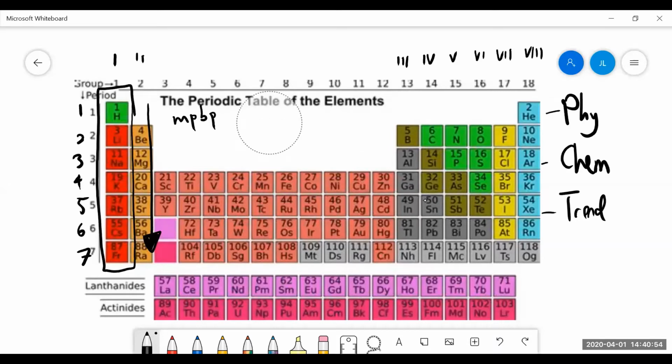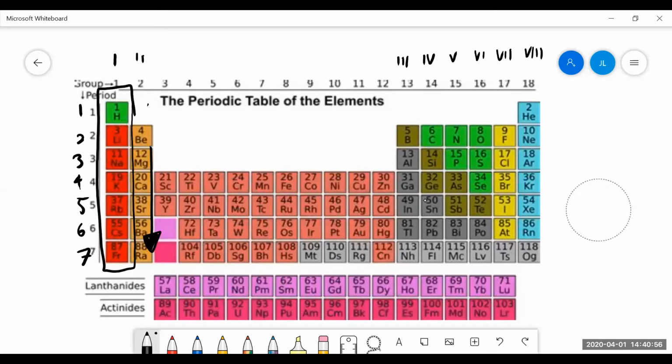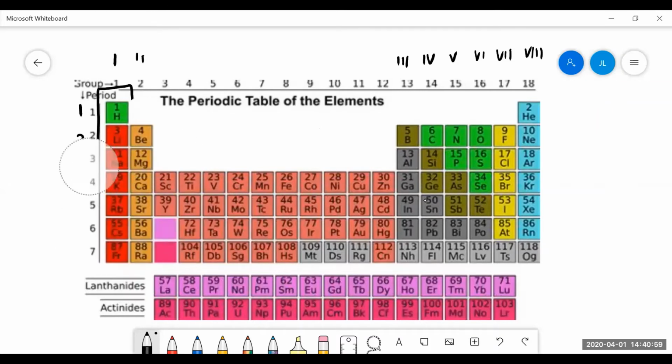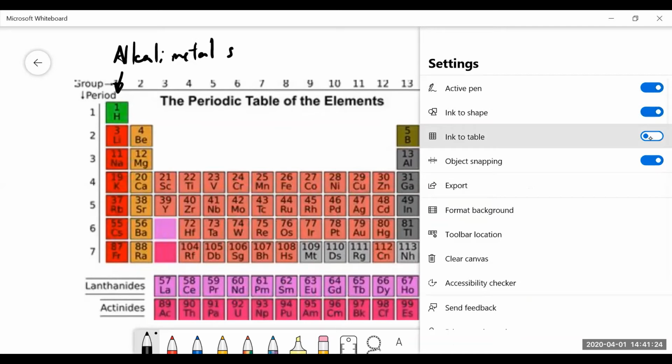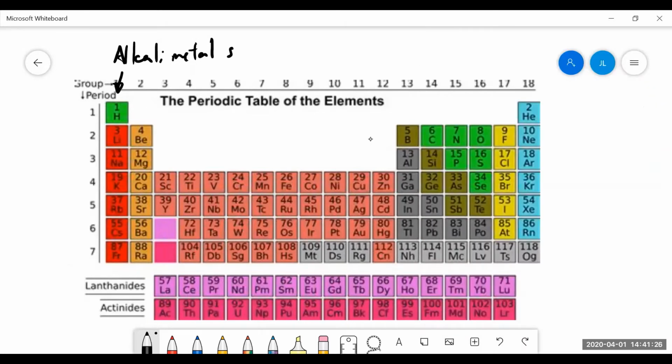Of course, you have to memorize certain chemical reactions and what the observation is. So group one is actually called alkali metal. Alkali metals react with water to form alkalis.